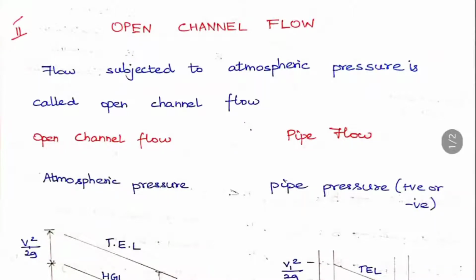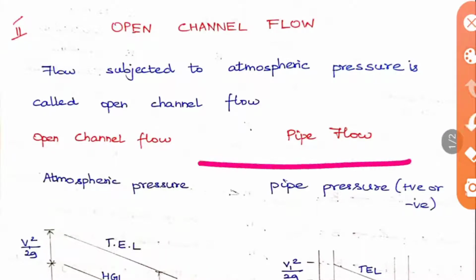As I told you already, the surface will be there, any surface. It may be a lined canal or an unlined canal. Unlined canal means a natural canal will be there. So the surface will be there and the water will be running there. The top portion is open to the atmosphere. So what happens? The pressure of that fluid will be equal to the atmospheric pressure only. This only we call the open channel flow.